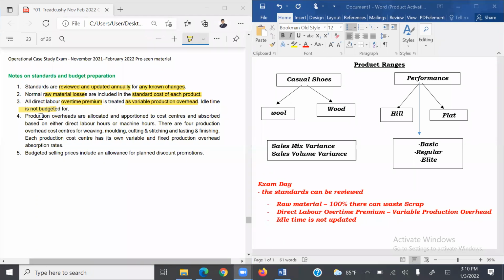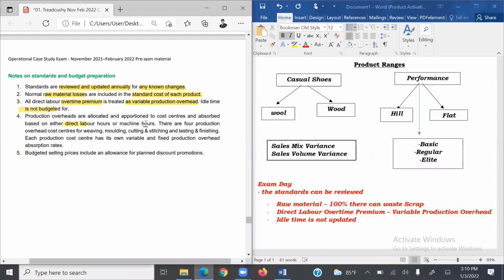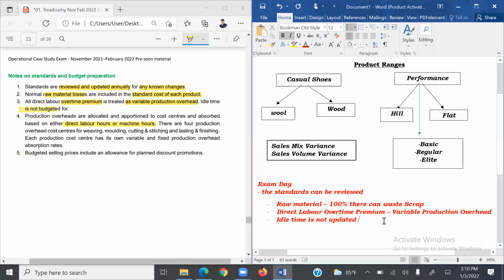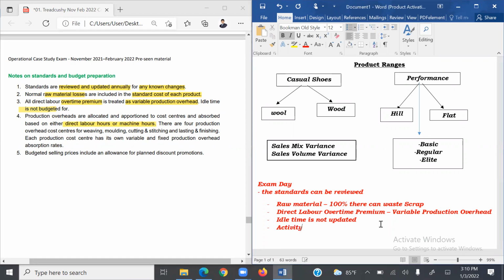So the next thing, students, is production overhead. Production overheads are allocated and apportioned to cost centers and absorbed based on either direct labor hours or machine hours. There is something called ABC. Students, have you heard of activity-based costing? In this case, if you observe, activity-based costing is not used. They are generally using the traditional OAR method. What is that, students? The traditional OAR method.